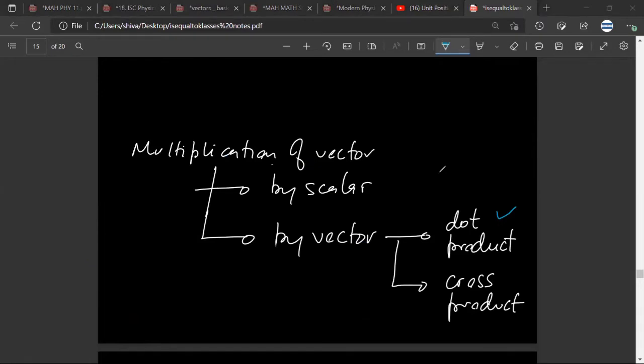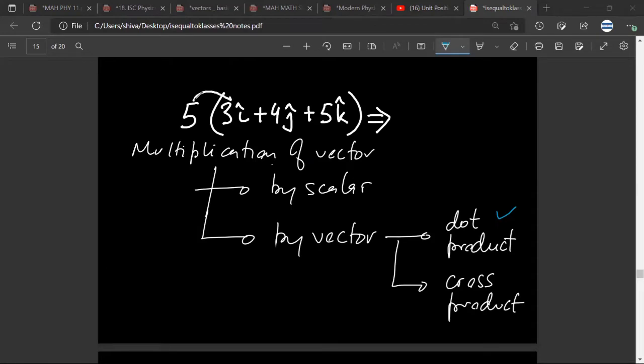So one is multiplication of a vector by a scalar. Now I can have a vector like 3i plus 4j plus 5k, any random vector. If I want to multiply this vector by a scalar, which implies just a simple number, say 5, all I need to do is multiply this with this, this with this, and this with this, and my answer would be 15i plus 20j plus 25k. Avantika, are we clear?